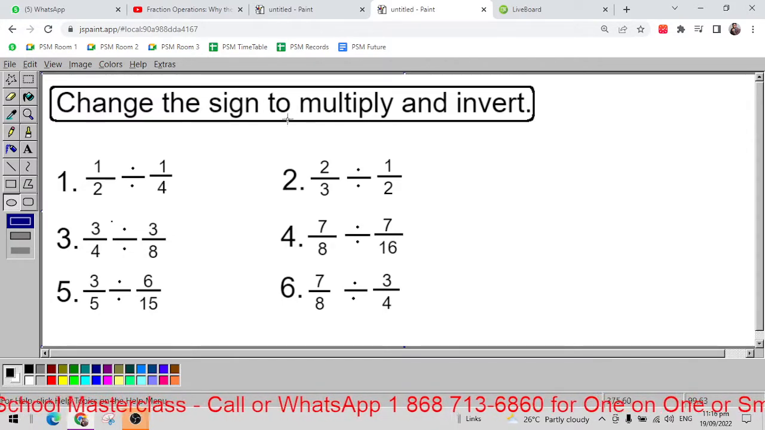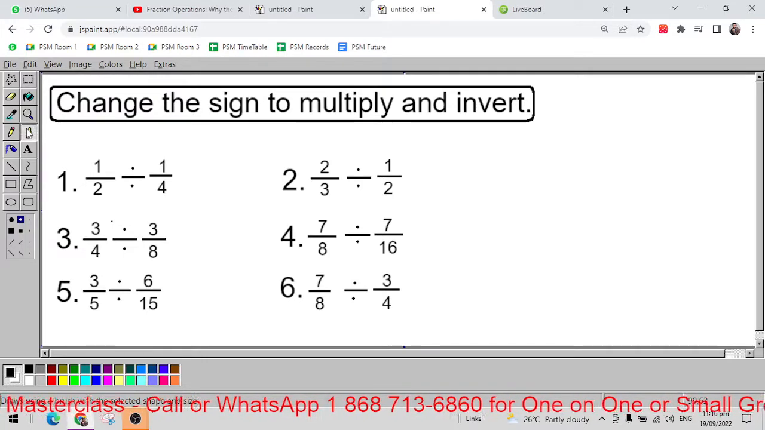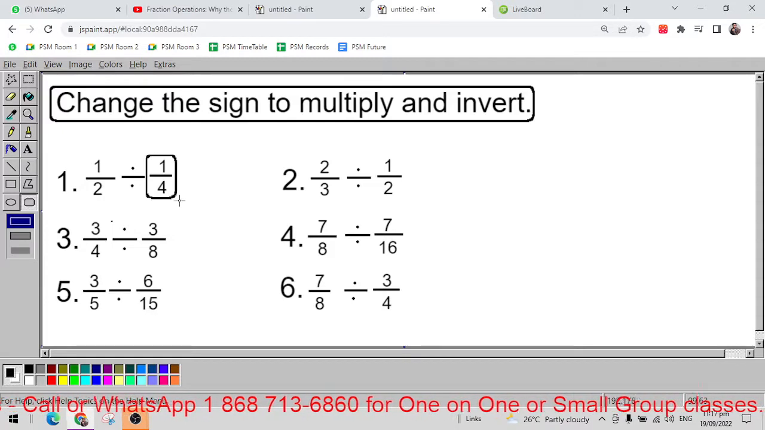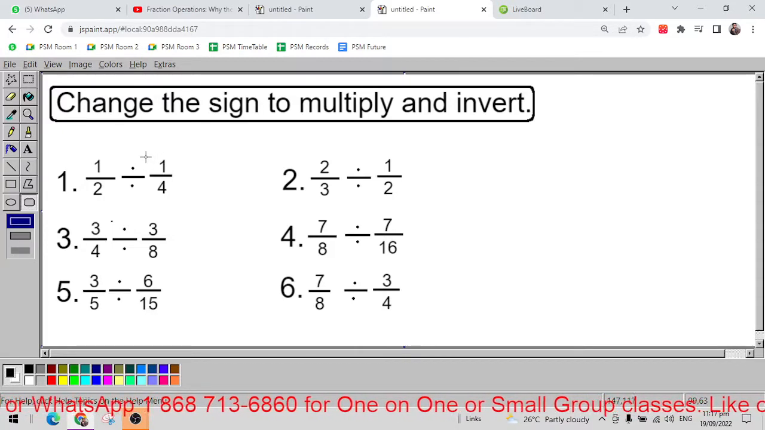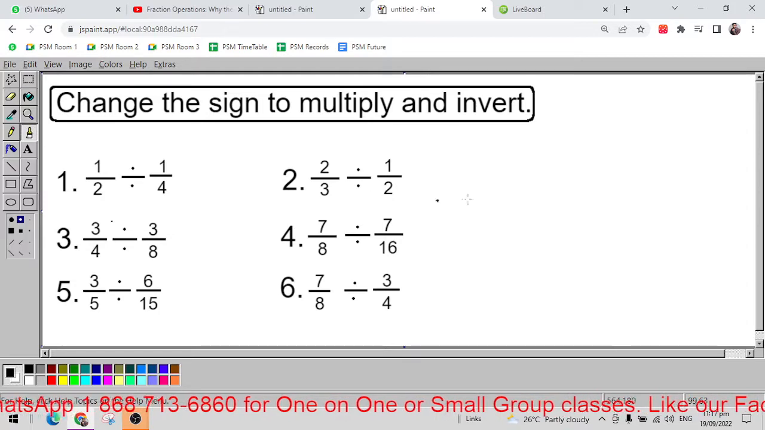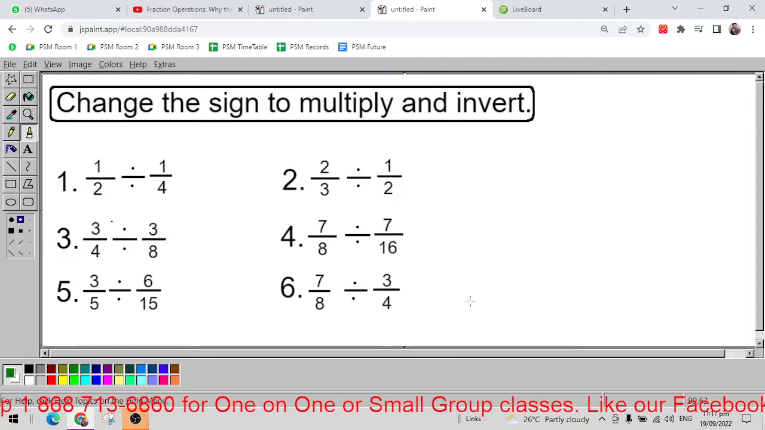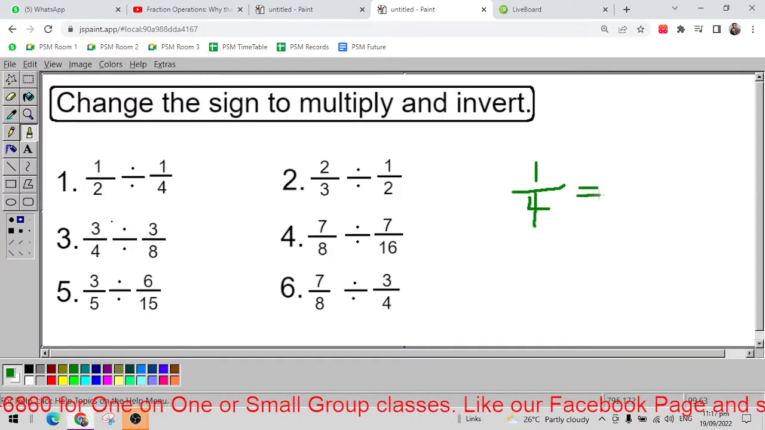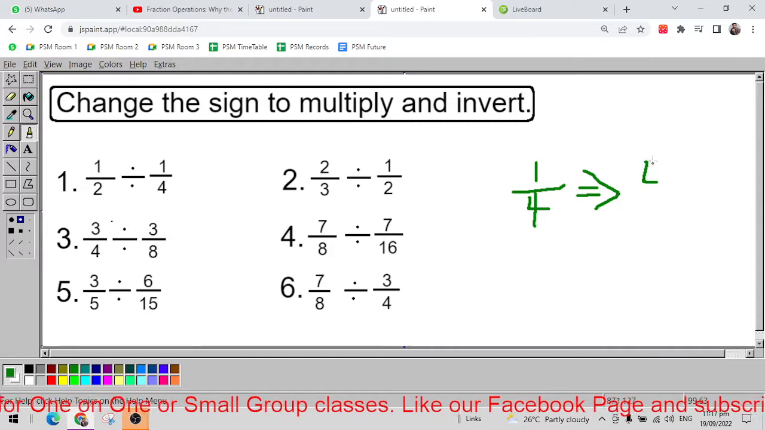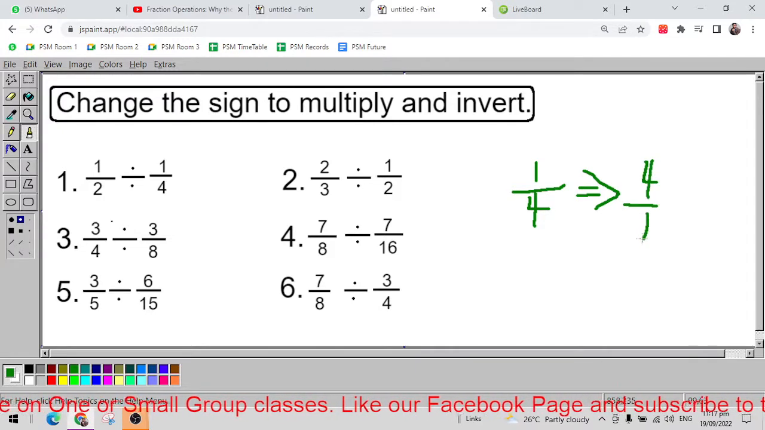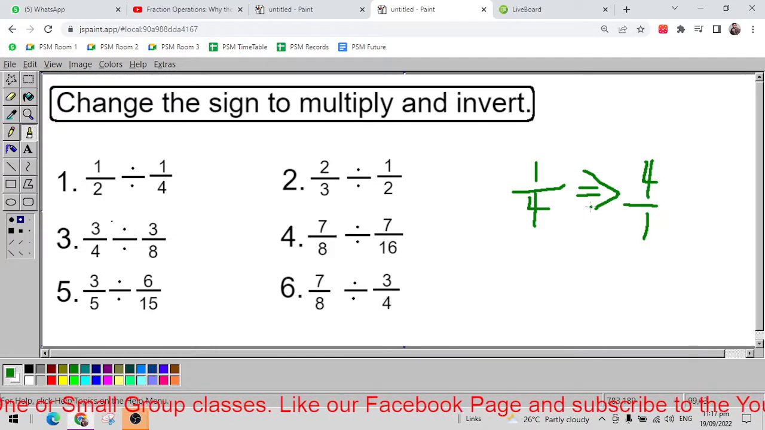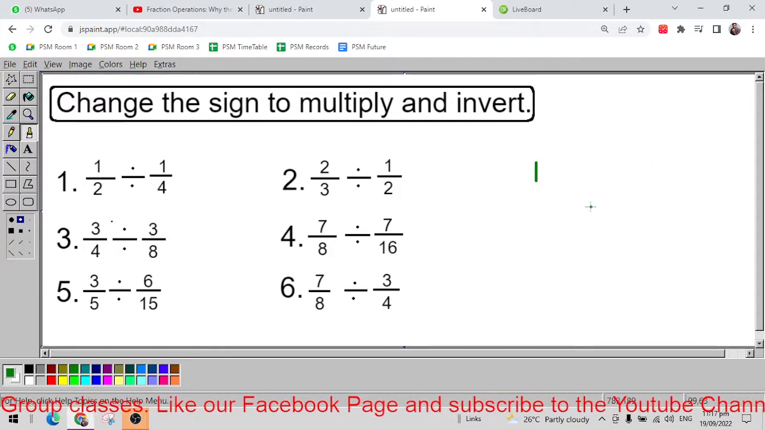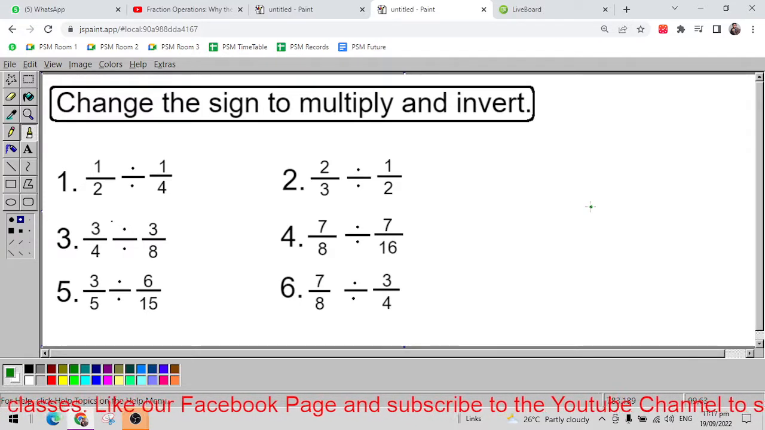So what do I mean by invert? Invert simply means I flip. For example, if I'm looking at the 1 over 4 here, which is a quarter, I'm going to change that from 1 over 4. If I invert that fraction, I'm just going to flip it and it becomes 4 over 1. That's all there is to that, guys. I am going to work out each and every sum and take my time and explain as I go along.